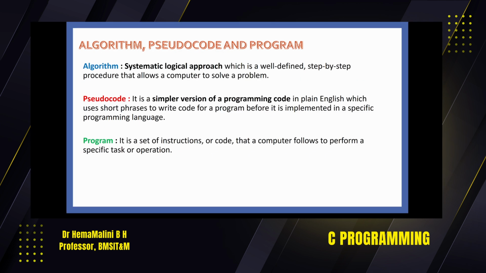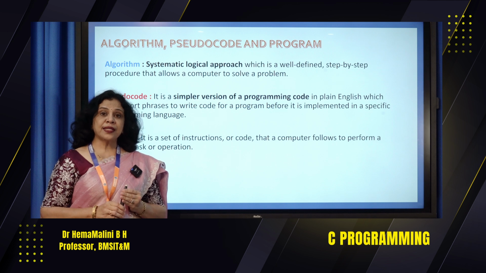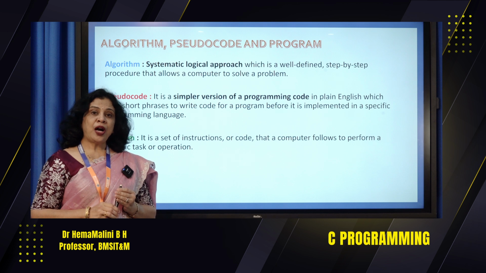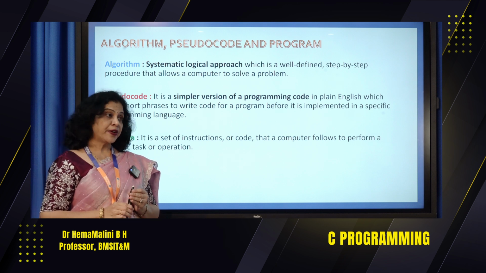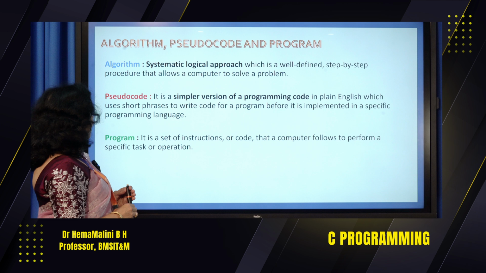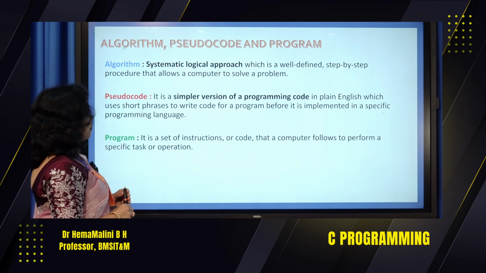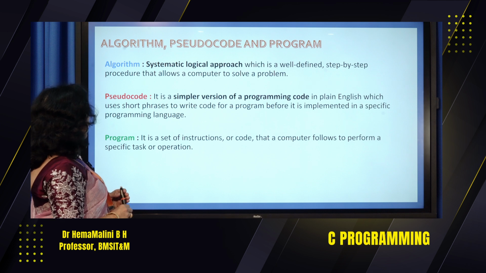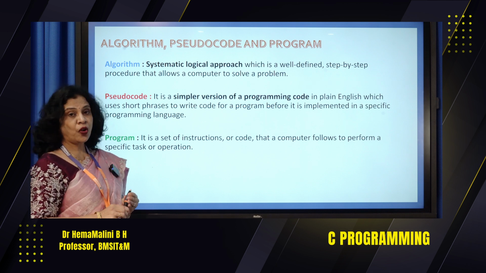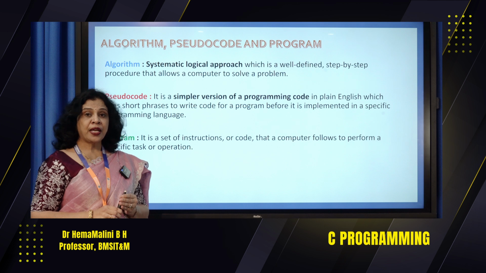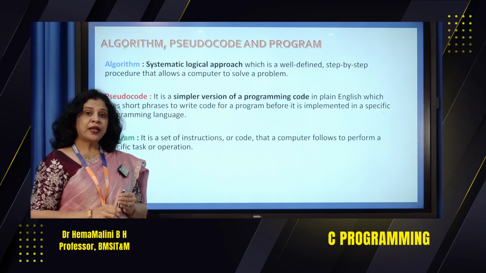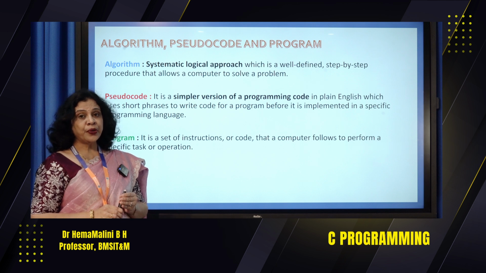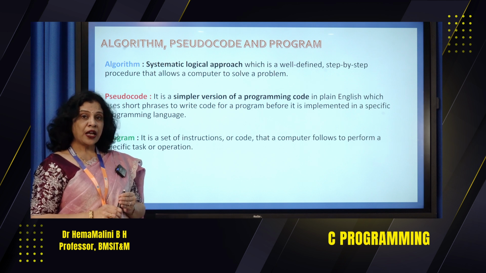Now, let us see the 3 terminologies: algorithm, pseudocode and program. How are these 3 different? An algorithm is a systematic logical approach, a well-defined step-by-step procedure that allows a computer to solve a problem. That is how we define an algorithm. An algorithm will be English-like statements. It will not be written in any particular programming language.